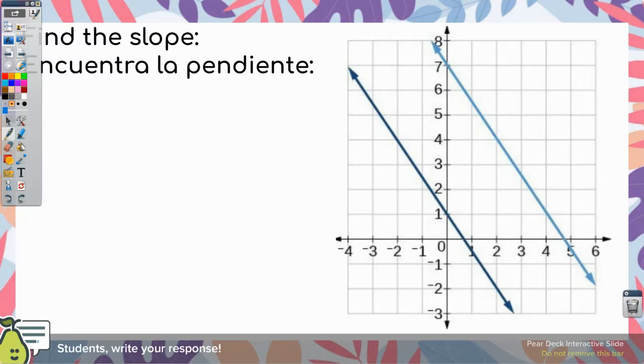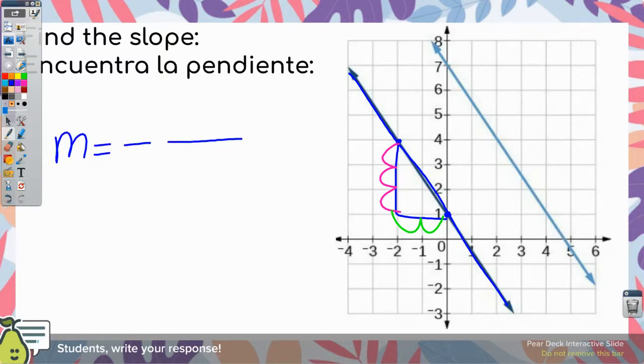So we're going to pick one. We're going to find the slope. So let's pick this one here. I think this one's relatively easy. Got a point here, and I've got a point here. I count my rise. It's 1, 2, 3. Count my run. It's 2. It is going down, and it's negative. My rise is 3. My run is 2.